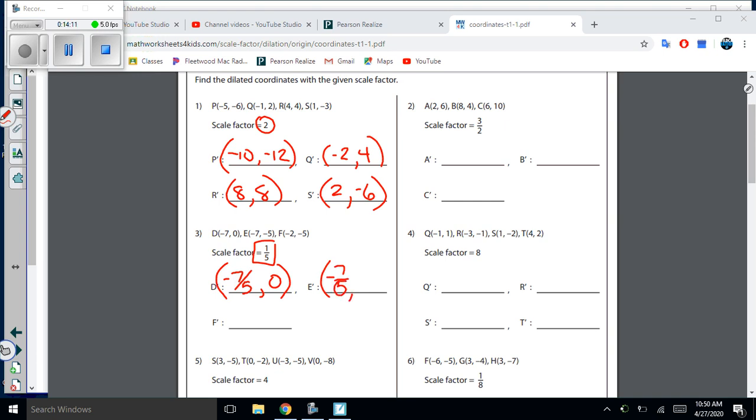I'm going to take -5 times 1/5, which should be what? -1. And then on F, I'm going to multiply -2 times 1/5, which is -2/5. And I'm going to multiply -5 times 1/5, and I'm going to get -1 again. All right? So there's your 3 points that you would come up with if I scale factored triangle DEF by a scale factor of 1/5, which obviously means I'm going to shrink it.